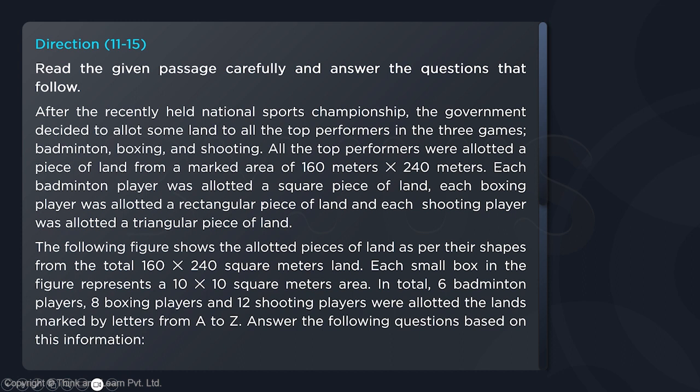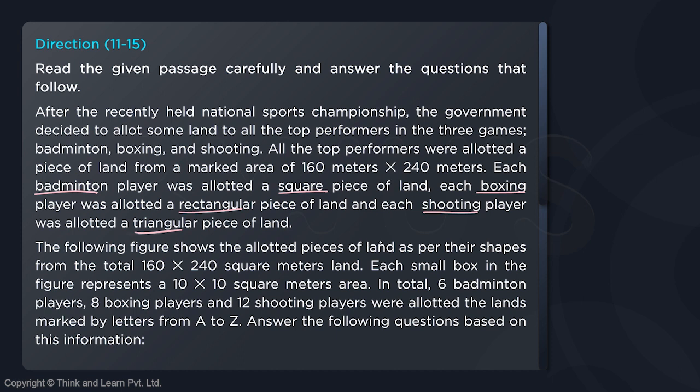Each badminton player was allotted a square piece of land. Each boxing player was allotted a rectangular piece of land, and each shooting player was allotted a triangular piece of land. So this is important: a badminton player was allotted a square piece of land, a boxing player was allotted a rectangular piece, and a shooting player was allotted a triangular piece.